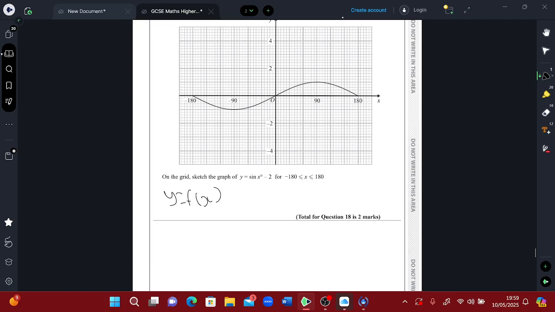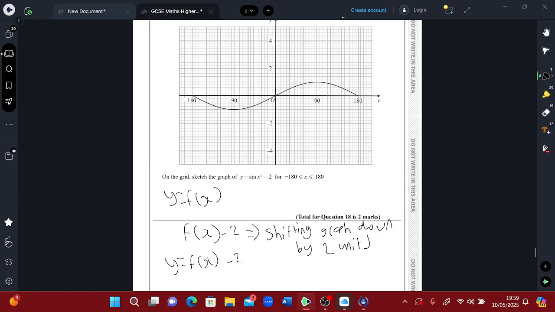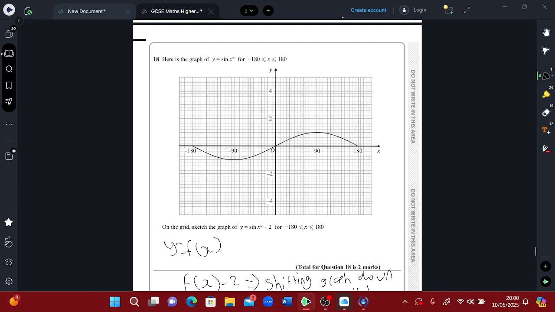If you're doing f of x minus 2, or plus a constant, you're shifting the graph down by 2 units. So down being down on the y-axis. Because what you're doing is f of x, that's your y value, right? But then if you're subtracting 2, you're subtracting the y values by 2, essentially. So the y values go down, so the graph shifts down by 2. That's all you're doing. So essentially, shift the graph down by 2.